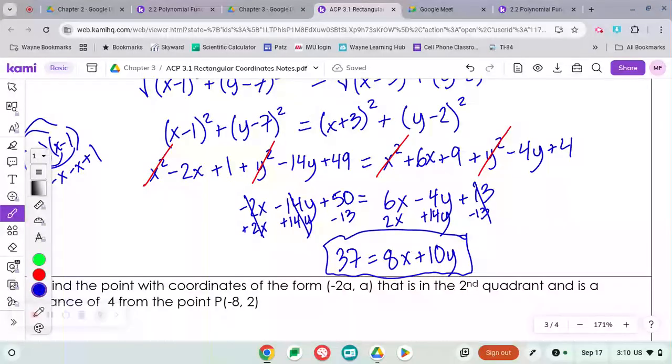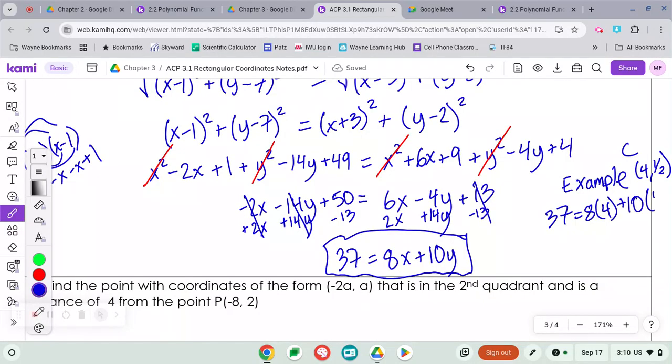And if we want to double check it, I don't know if you guys remember in example 5, we had the point C from example 5, C was (4, 1/2). We could plug that in here. Does 37 equal, so it was (4, 1/2), that was point C. So 37 is equal to 8 times 4 plus 10 times 1/2. Well, that's going to be 37 is equal to 32 plus 5, so 37 is equal to 37. It did work out.